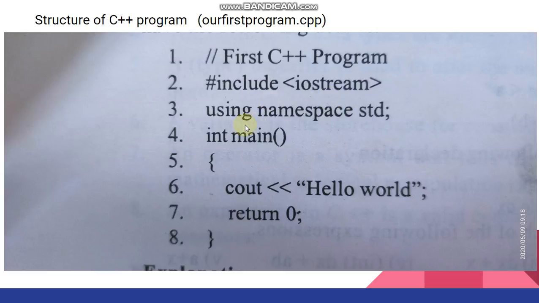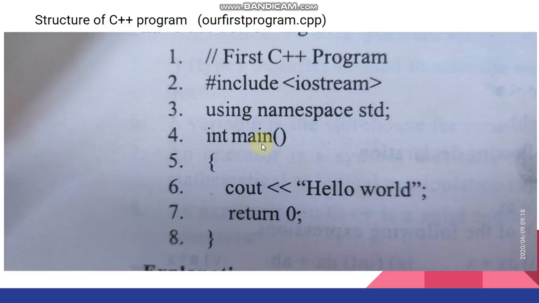Okay, and the third line, as I already said, is using namespace std. This is the main difference between the old style C++ program and the new style C++ program. This statement is used to indicate that all the functions used in the program belong to the standard library. And the fourth line is the int main function.